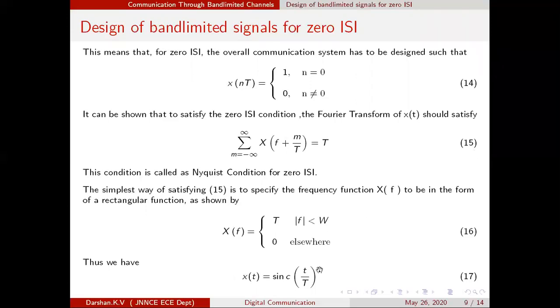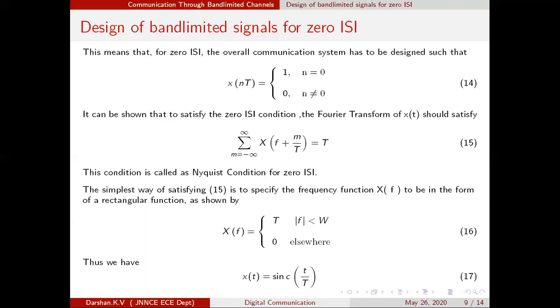x of t equal to sinc pulse, sinc of t by capital T. By this time you know what capital T is. It is the sampling time, or sampling interval. At the output you are taking the samples after every T seconds, that you should not forget. So this equation, x of t equal to sinc of t by T, is a best example of x of t which satisfies both equation 14 and 15.